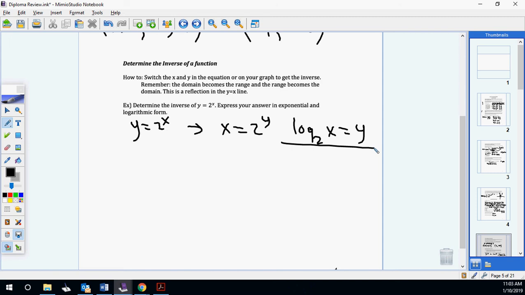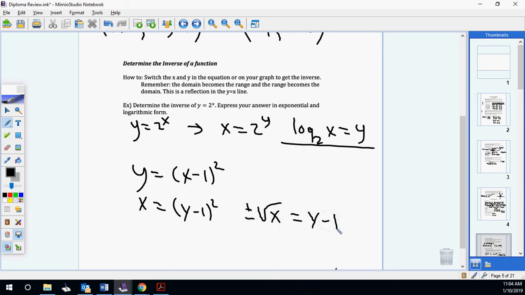Okay, if it wants an exponential form, let's see, did they give us another one? Yeah, so there was another example that was done here, it's not on the page. If you did y equals (x minus 1) squared, and we found the inverse of this one, it'd be x equals (y minus 1) squared. If I'm solving now, I get root x, and then add 1.